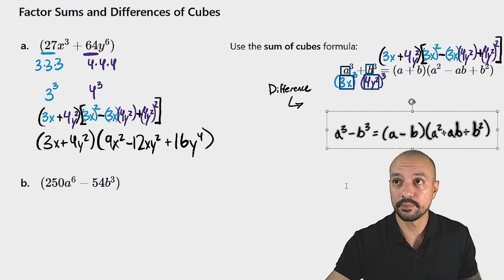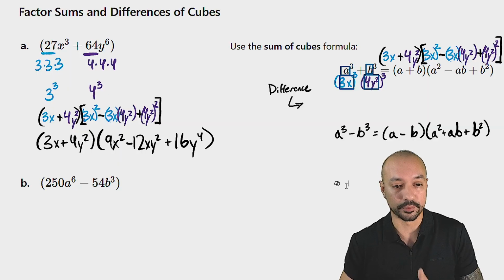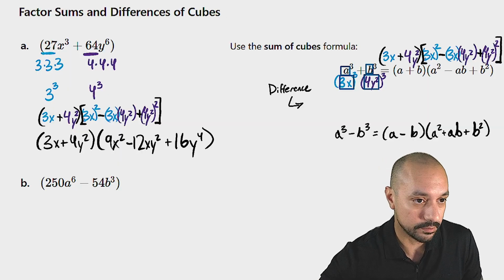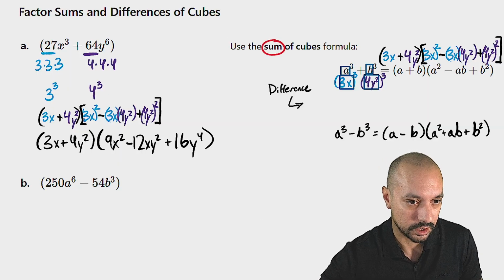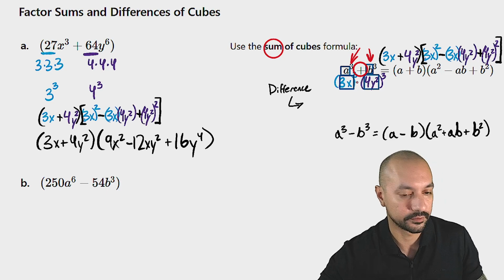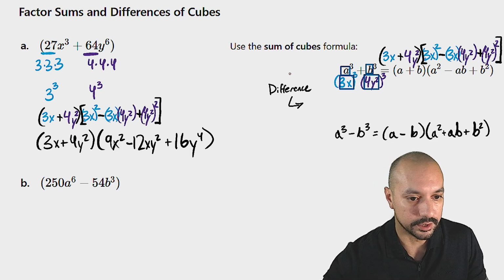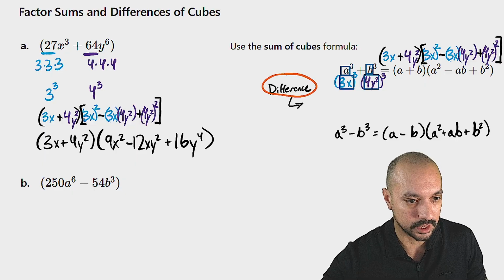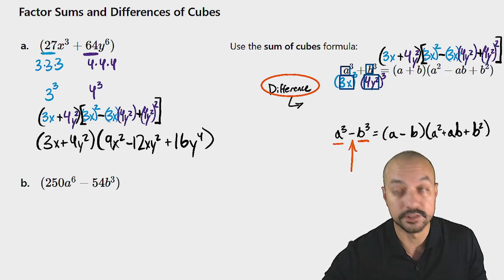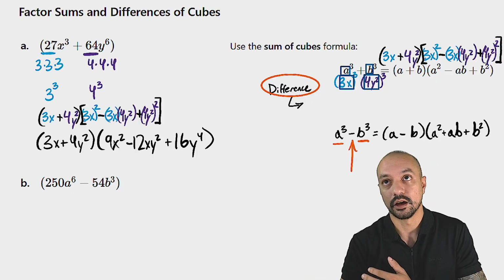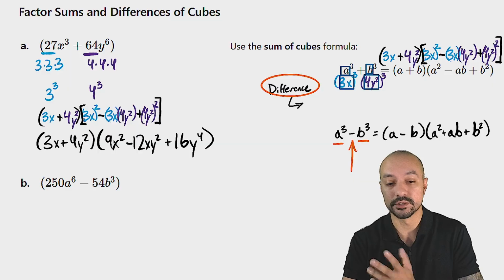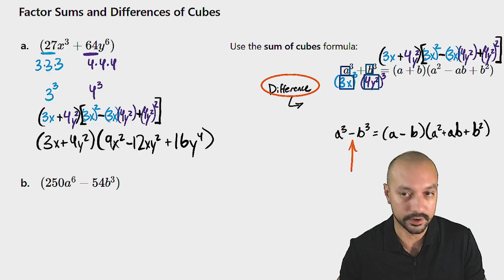Real quick, let's talk about the names of these formulas. So the sum of cubes, the name comes from the fact that we have two cubes that are being added together. For the difference of cubes, it follows the same logic. We have two cubes that we're finding the difference between them. Whenever you have a sum of cubes or a difference of cubes, you can use these formulas. They're fair game.